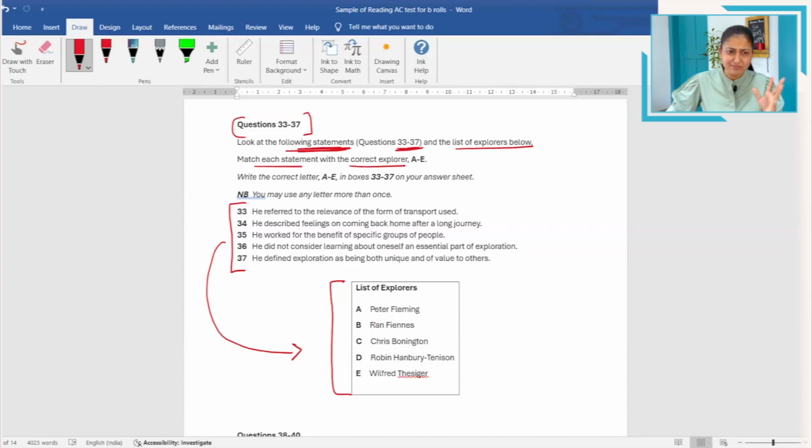Okay? Interesting, no? On this screen right now, I would like to bring your attention to something called NB. What is NB? Nota bene, basically note below. Well, look at this. It says you may use any letter more than once. Again, we'll come to this in the next part of this lesson. For now, just understand that sometimes in certain cases, we may get some instructions like this, NB. Alright, let's just scroll down.